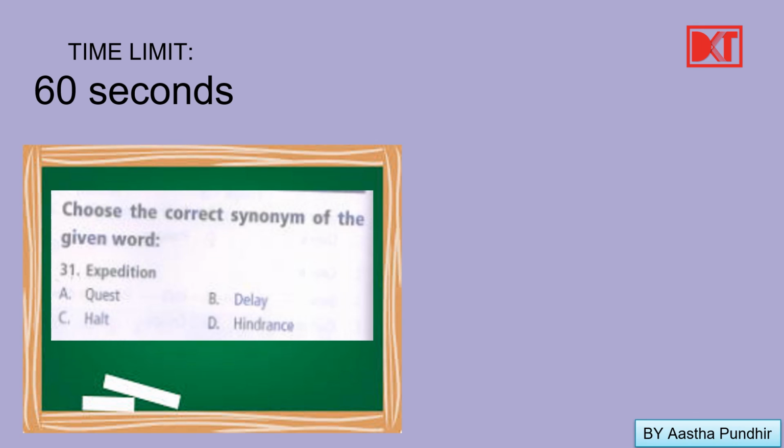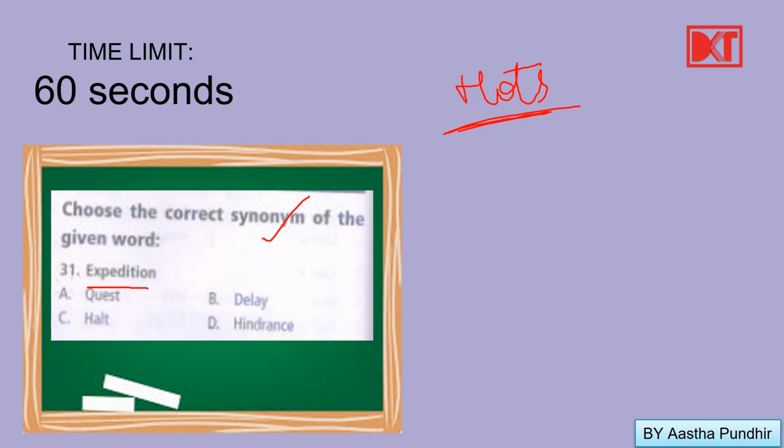Alright, now we have the next category of questions. We have to do the same thing with our synonyms only, but the interesting part is these are our HOTS questions, which means they are of the Achievers section. Alright, so what do we have to do here? Let's see. Choose the correct synonym, the same question. Let's see the word expedition. Expedition, the options are A, quest, B, delay, C, halt, D, hindrance.